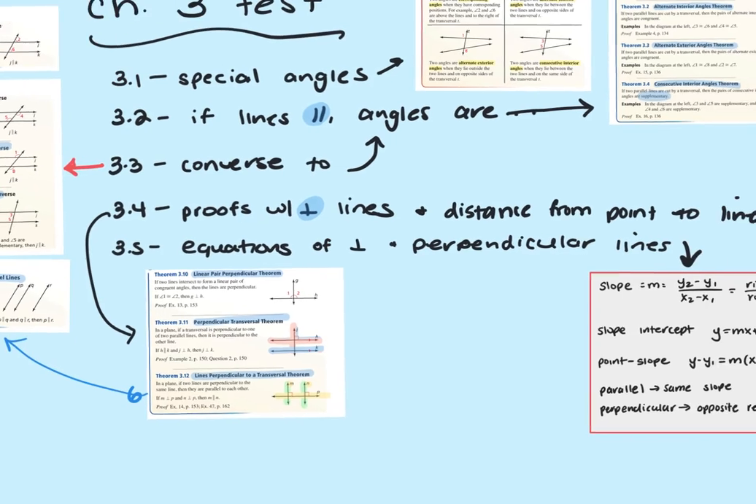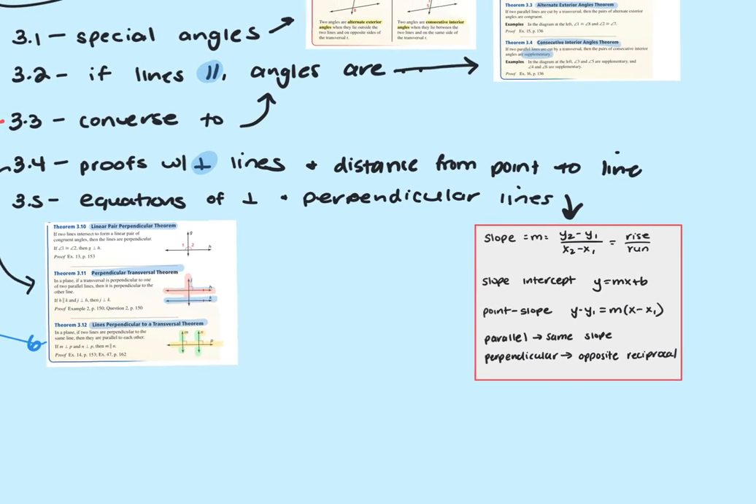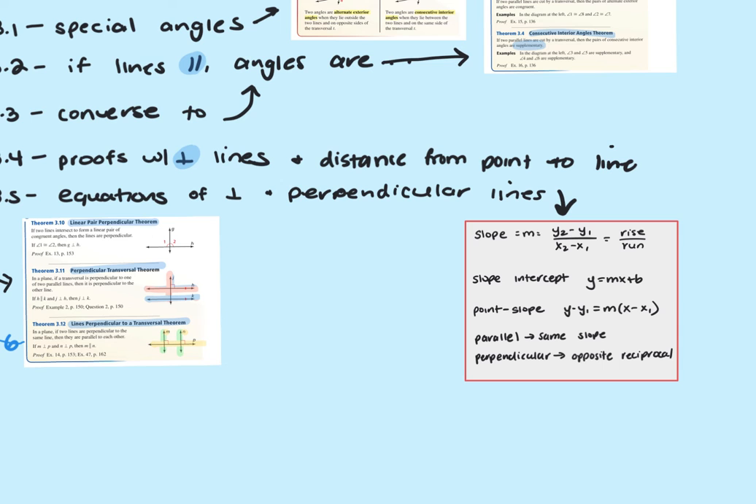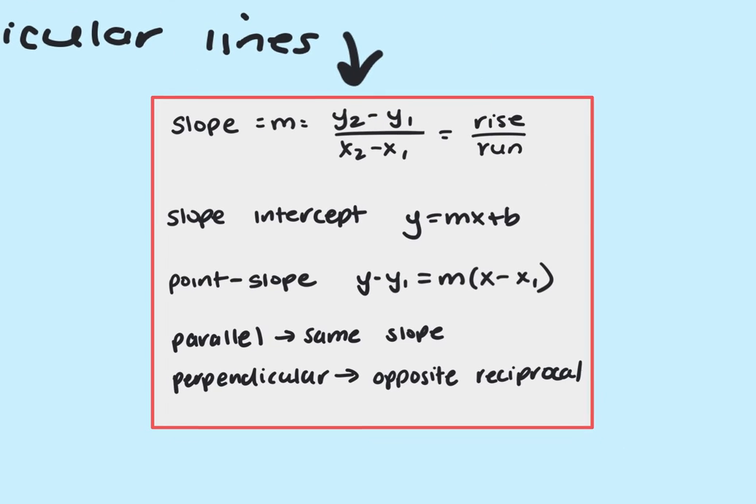All right, and then 3-5 was your equations of parallel and perpendicular lines. This is your finding slope, which is y2 minus y1. All right, so slope, you need y2 minus y1 over x2 minus x1. Mars, there's your correct information if you'd like to write it down so that whoever fed you false information before, it can be corrected. Okay, and that's rise over run. The slope-intercept form of the equation, which is y equals mx plus b, and then the point slope y minus y1 equals m times x minus x1. Parallel lines have the same slope, perpendicular lines have the opposite reciprocal. So all of that stuff was in 3-5.